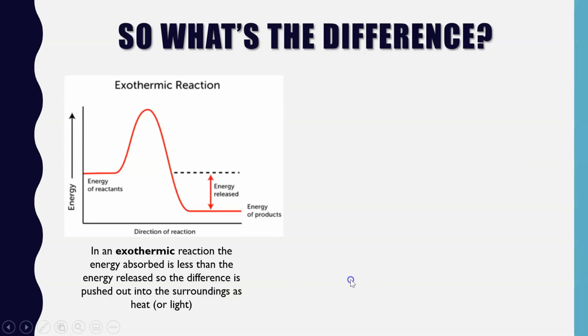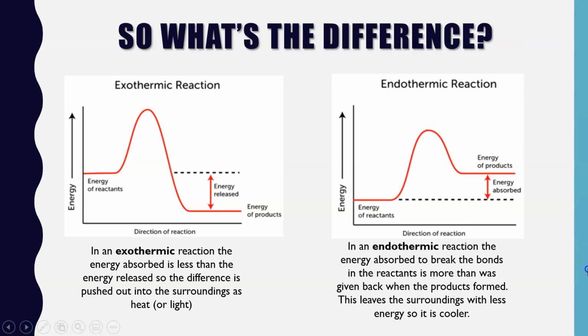So what's the difference? Let's have a closer look at these exothermic and endothermic reactions. In an exothermic reaction, the energy absorbed is less than the energy released. So the difference is pushed out into the surroundings. We say transferred to the surroundings as heat or light. In an endothermic reaction, the energy is absorbed to break the bonds in the reactants. Okay, and that's more than is transferred back to the products that are formed. This leaves the surroundings with less energy, so it's cooler.